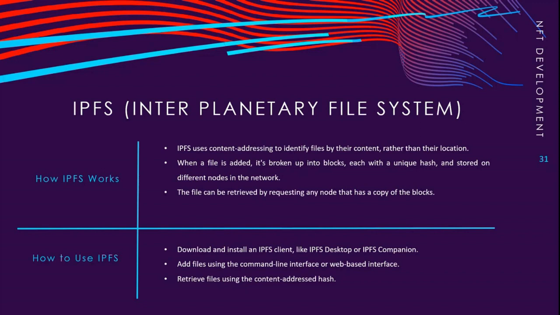IPFS uses a content addressing system. This means that the files are identified by their content rather than by their location. So if you modify the content of your files, a different ID will be created. This ID is always linked to the content itself. When a file is added to IPFS, it's broken up into small pieces called blocks, and you get a unique hash that represents the content.